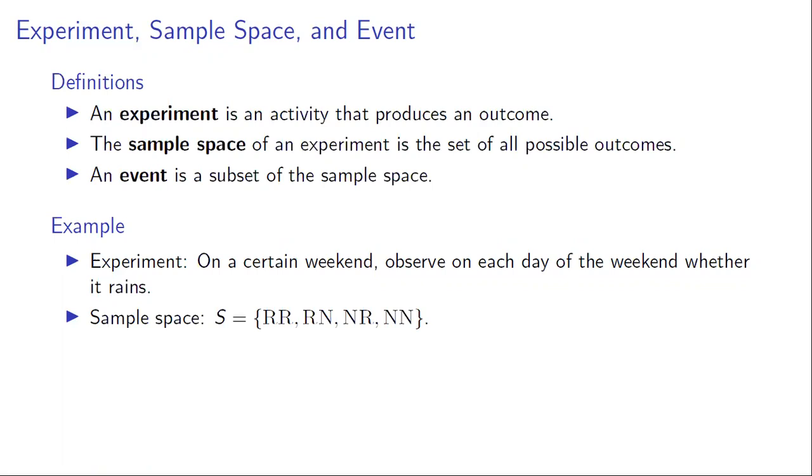One possible outcome is RR, meaning it rained on Saturday and it rained on Sunday as well. Another possible outcome is that it rained on Saturday, but it did not rain on Sunday. Another is that it did not rain on Saturday, but it did rain on Sunday. And finally, the last possible outcome is that it did not rain on both days. So these are our four outcomes. If we put them together in a set, we have S, which is our sample space. It's the set of all possible outcomes of the experiment.